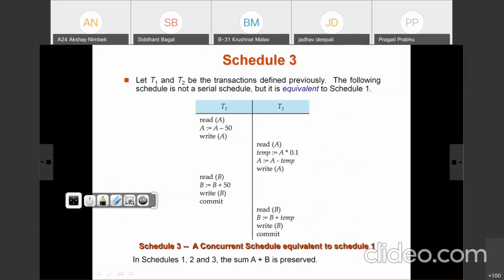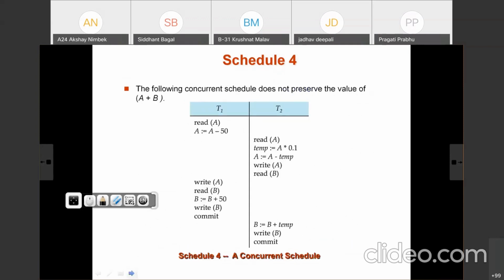Next, see here, this concurrent schedule results in data consistency, that we have seen with an example, but not every concurrent schedule results in data consistency. One example we are going to see here. Again I am repeating, not every concurrent schedule results in data consistency. Now we consider this schedule number 4, which is also concurrent. Why? It executes some of the instructions of T1, then goes for T2 and so on.